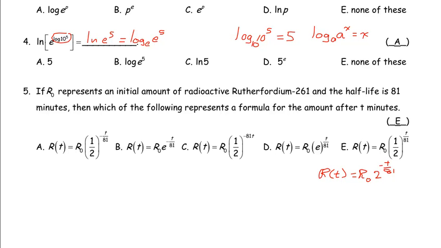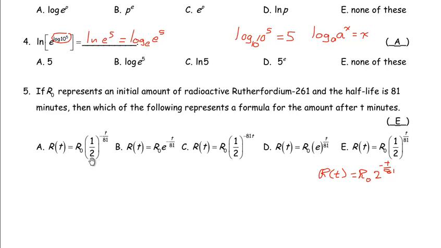And if you look over here, let's see now. B is kind of close, except there's an e there instead of a 2. This one here, again, I got e to the t over 81. This isn't too close really. Instead of t over 81, it's negative 81t. So E is the correct answer here.